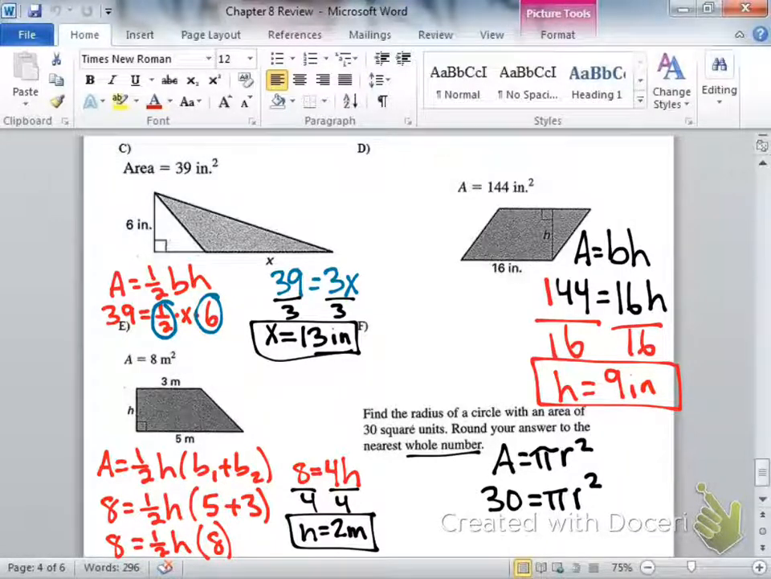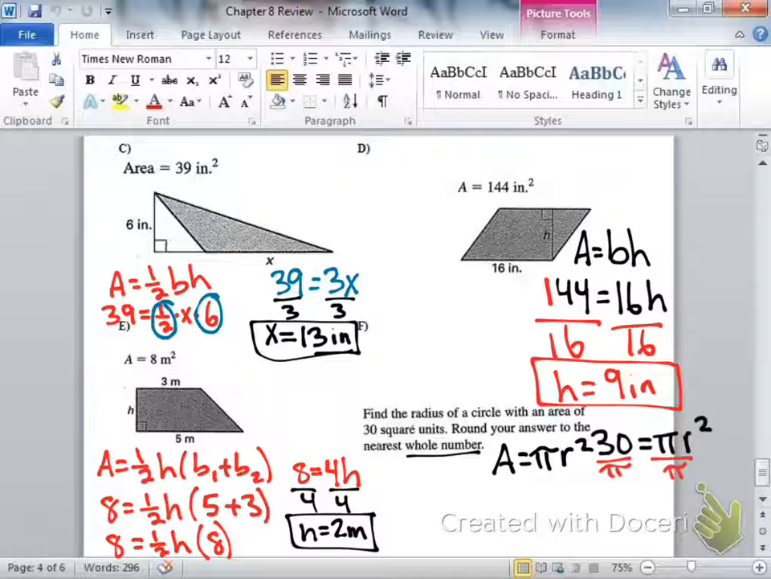So first you have to divide both sides by pi. This is kind of tricky. 30 divided by pi. Oh, that little thing's in the way. Hold on. Okay. What if I put it over there? Does that help? That's like 2 separate lines.